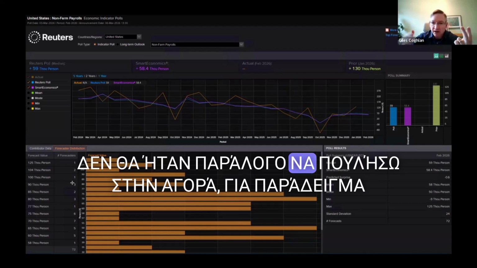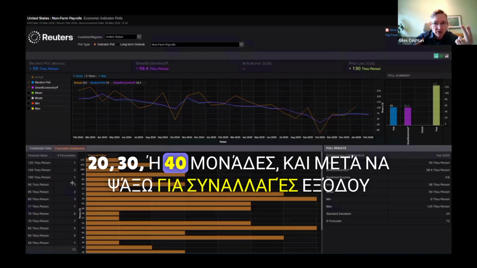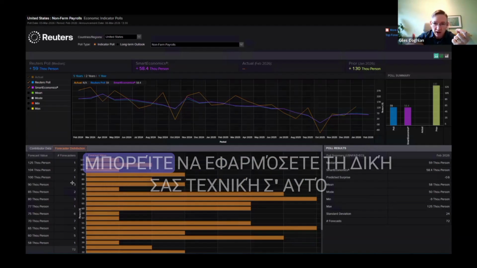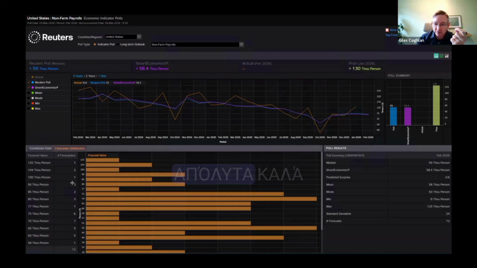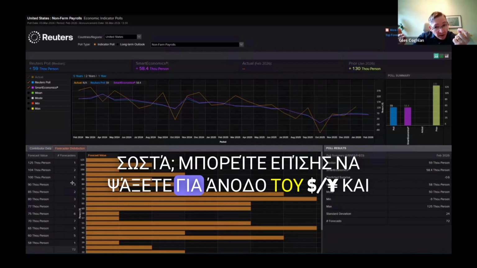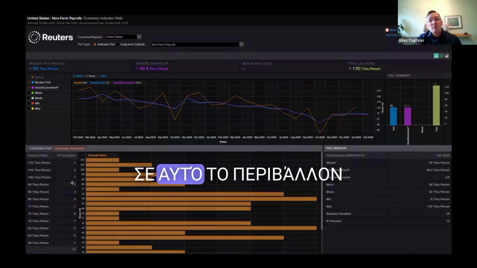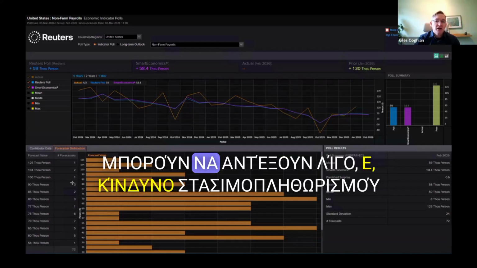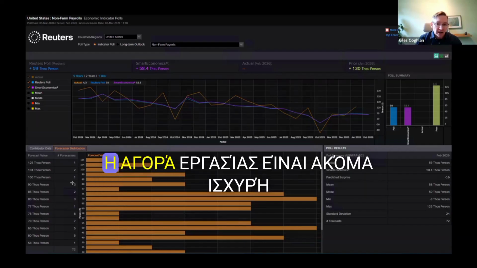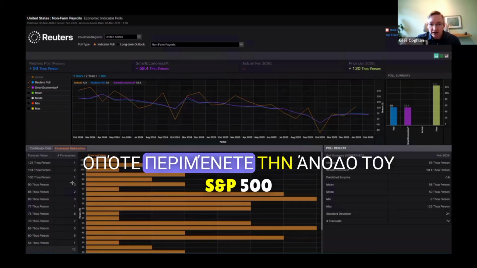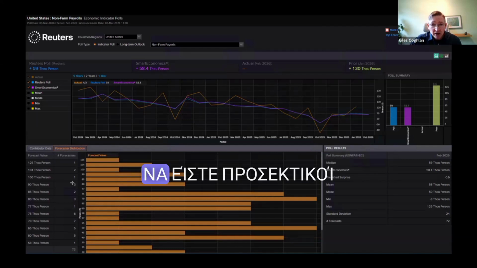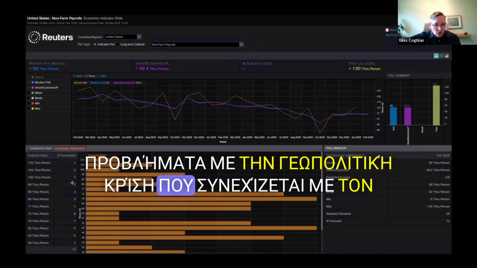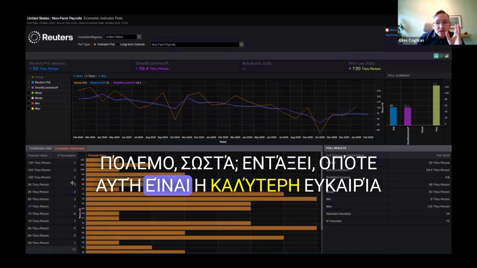It wouldn't be unreasonable to sell at market, take 20, 30, 40 points, and then look for breakout trades, look for continuation moves, look for momentum plays. You can apply your own technicals to that. Absolutely fine. You can also look for dollar yen upside and S&P 500 upside. In this environment, markets will probably be relieved, say, hooray, look, the US economy can weather a bit of difficulty. They can weather a bit of stagflation risk. The jobs market is still strong, so I'd expect the S&P 500 to rise. Be aware, though, markets are a bit shifty because there's problems with the geopolitical crisis going on with the war. Okay, so that's the best opportunity.